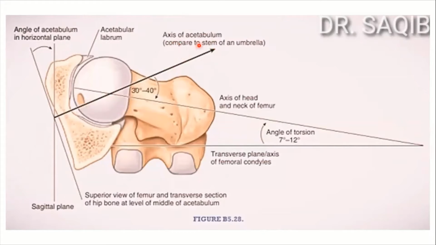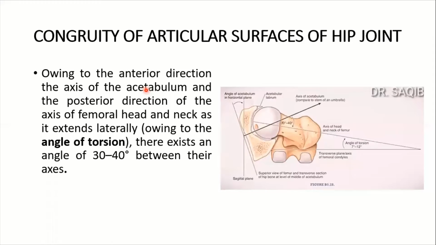And you can compare it to the stem of an umbrella. This is axis of acetabulum. This is right here acetabulum, and it is axis. And the second is axis of head and neck of femur. This is head, and this is neck. These are two axes. This is the posterior direction of axis of head and neck of femur, and the angle between these two axes is 30 to 40 degree. So that is the way with it.